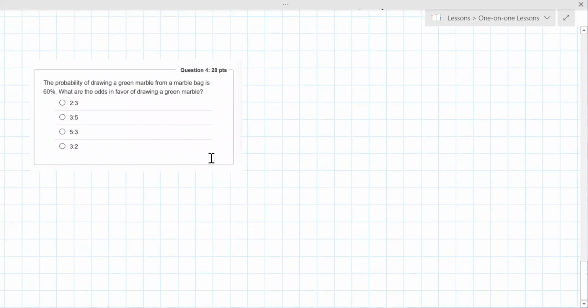The probability of drawing a green marble from a marble bag is 60%. So what are the colons for? That's what I didn't understand. So we're going to convert this to a fraction. So it's 6 out of 10, which reduces to 3 out of 5. Is that okay? Yes. Okay.